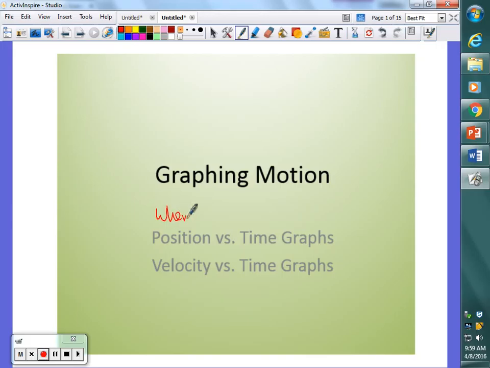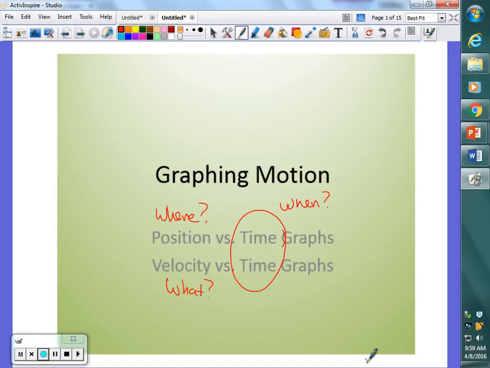So, position tells us where. Velocity tells us what. And then time tells us when. Right? So, where, what, when. These graphs of motion will answer those questions for us. Okay?